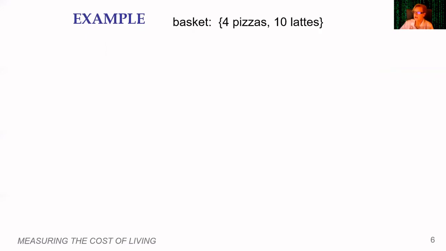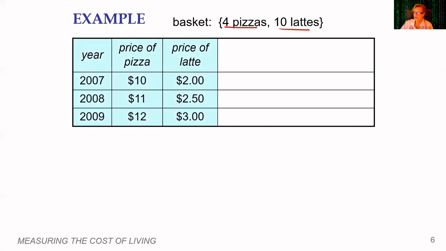So in our basket, step 1, fixing the basket, we have 4 pizzas and 10 lattes. Okay, so that's our shopping list. We have 3 years of data, 2007, 8, and 9. So we're going to find the prices, and here they are. So I know that my quantity of pizza is going to be 4. I'm just going to write it there. My quantity of lattes are going to be 10. And so what I want to do then is to compute the basket's cost. So I figured out the quantities, I found the prices, third step, figuring out the basket's cost.